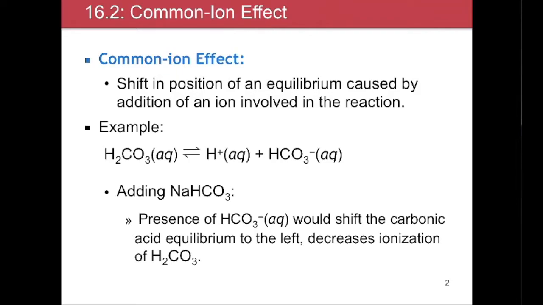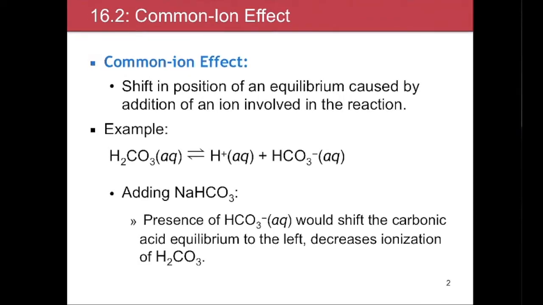If we have an example, H2CO3, carbonic acid, producing H+ and HCO3-, which is bicarbonate, and we add sodium bicarbonate to that reaction, the sodium bicarbonate breaks up into Na+ and bicarbonate, HCO3-. Notice that that is a product of the reaction above. So by adding more HCO3- to the reaction, what does that do to it? It will shift the reaction back towards the reactants.